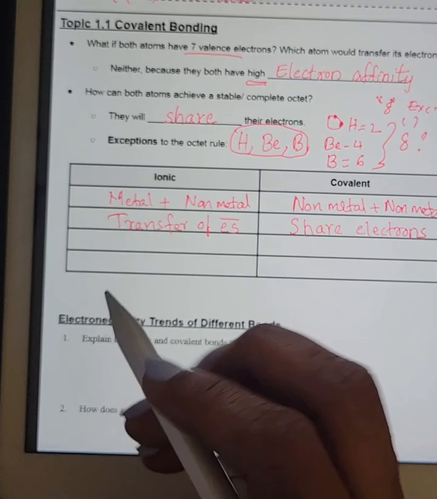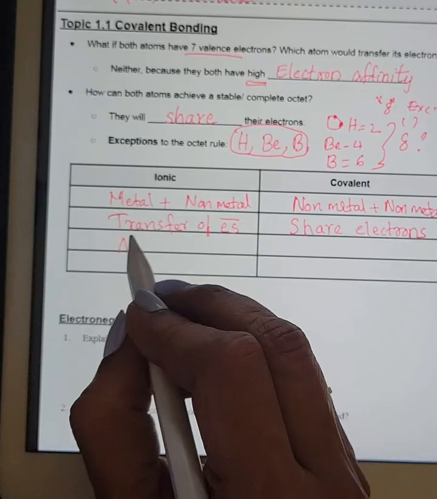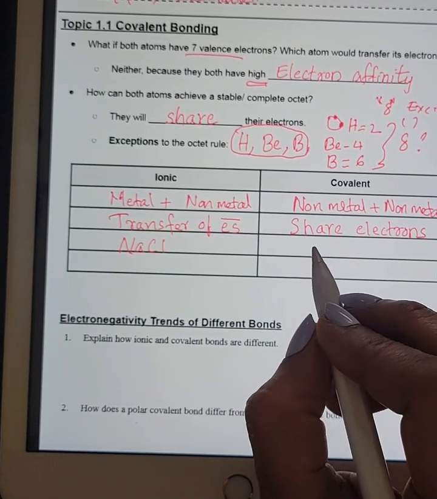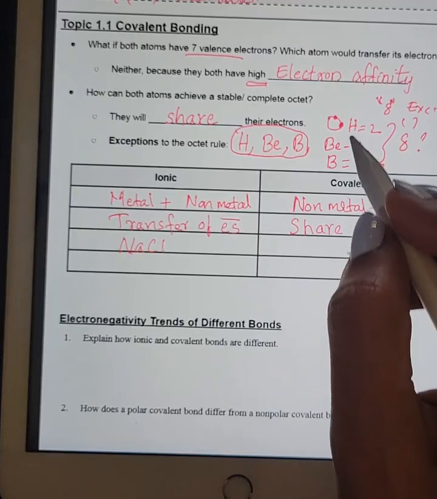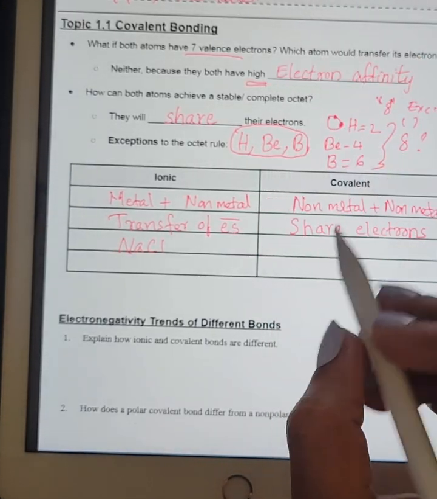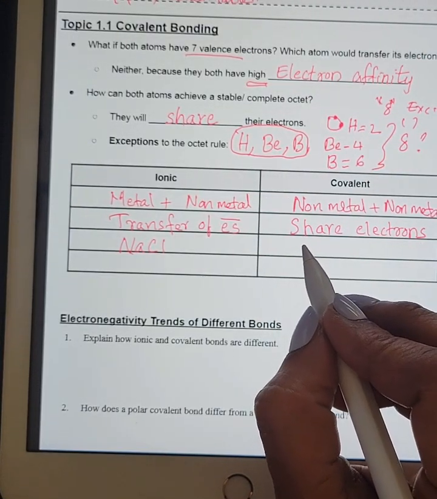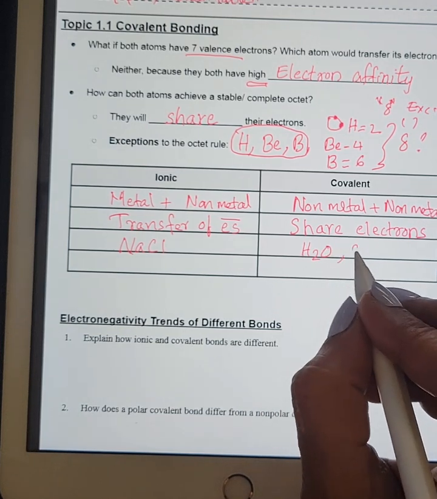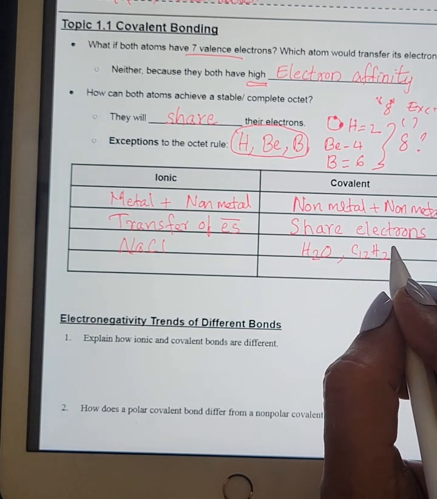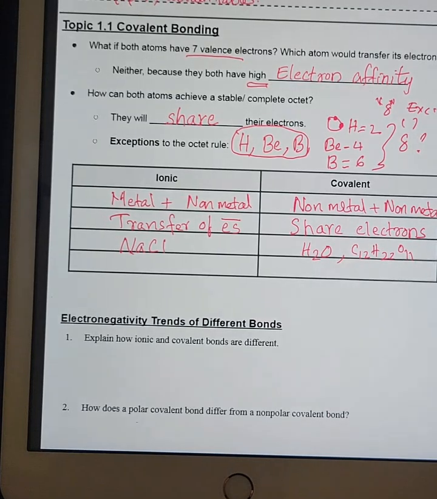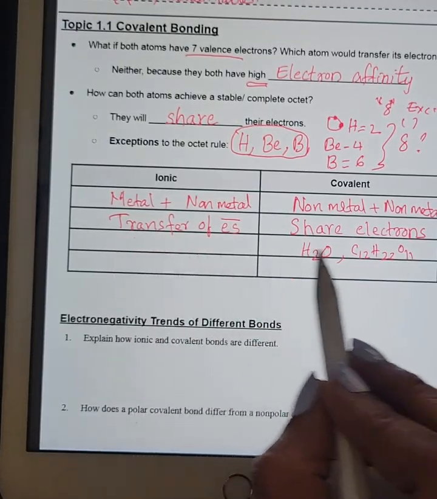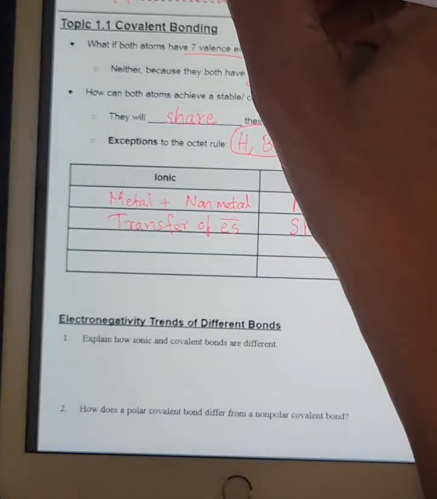Let's go and write an example. Say, for example, sodium chloride, NaCl, which is an ionic compound. For a covalent compound, let's write H2O, or sugar. What is the formula for sugar? C12H22O11. So these are examples. I'm going to erase it because I don't have space to write. Okay, then let's go and see the properties.